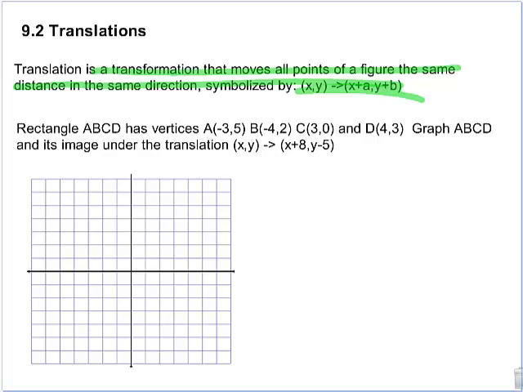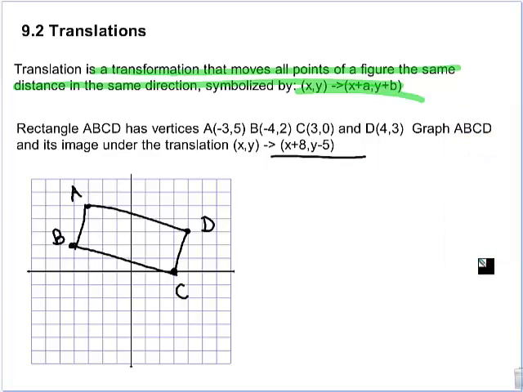Okay, so (-3, 5). 2, 3, 4, 5. So that's A. B is at (-4, 2). C is at (3, 0). And D is at (4, 3). Okay, so we want to graph ABCD, so we did that. And then we want to graph its image under the translation x plus 8 and y minus 5.